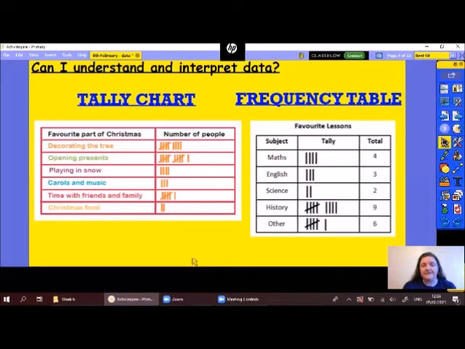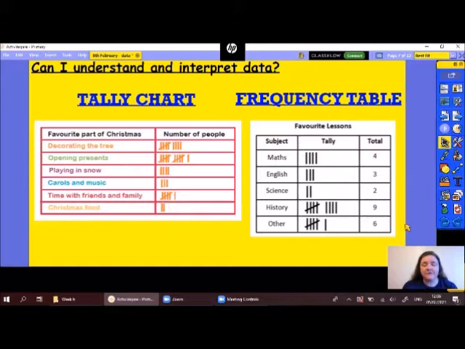I've put these two on the same page because they're almost identical. This one here is a tally chart, and this one is a frequency table. But can you see how similar they are? A tally chart just keeps tabs on how popular something is or how many of something there is by using marks. And you do individual marks like this until you get to the 5th one where you make a gate. So you know that each gate is worth 5. Tallies make things really easy to count up afterwards.